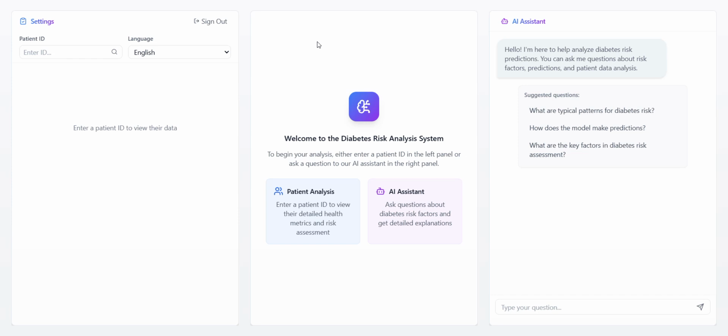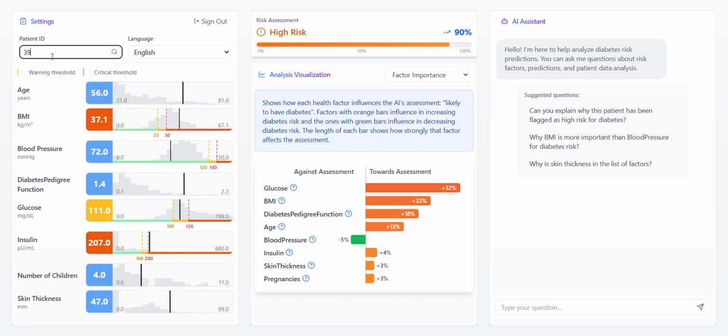To start with, the user can ask a question about the patient from the AI assistant or enter a patient ID here. On the left-hand side, the patient health record or the variables are demonstrated. For each variable, the patient value, as well as the minimum and maximum values of the patients across the data set, as well as the distribution graph in the background are shown.